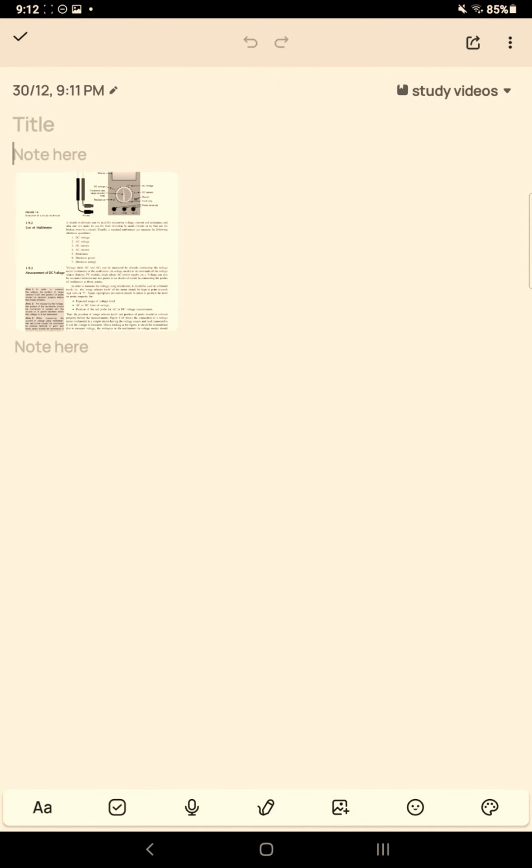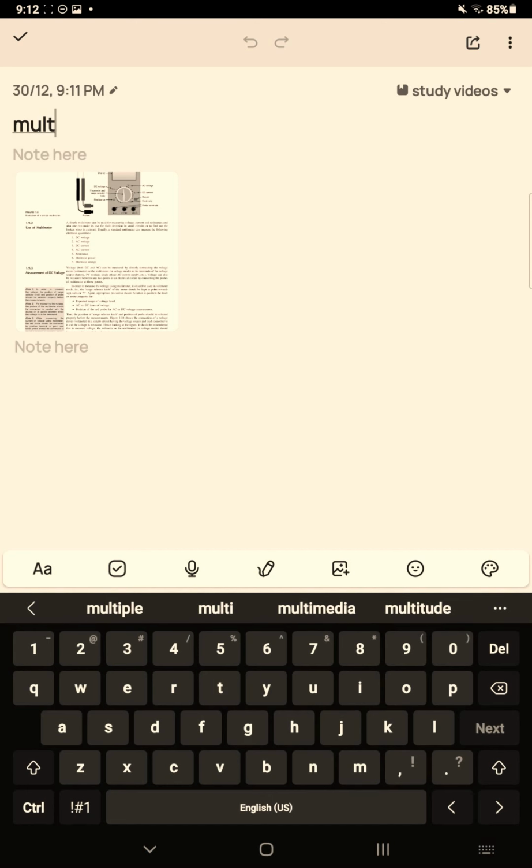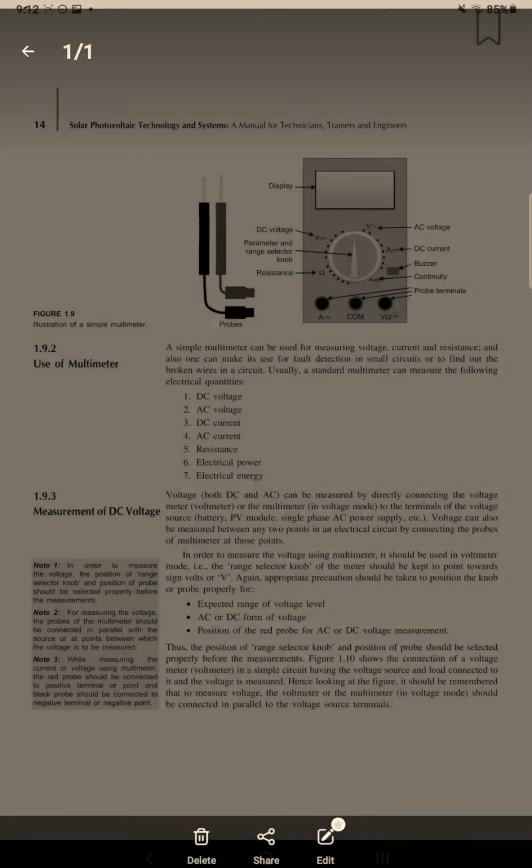Today's topic is multimeter. Okay, so when we talk about multimeter, what comes to our mind? We hear the word meter. It's a kind of meter. What does a meter do? It measures. Now we will see a photo.